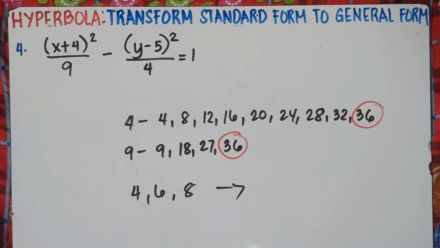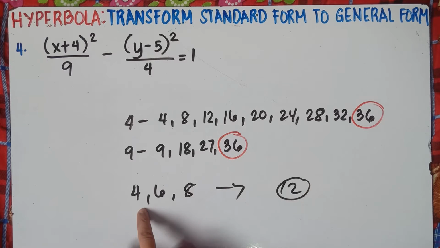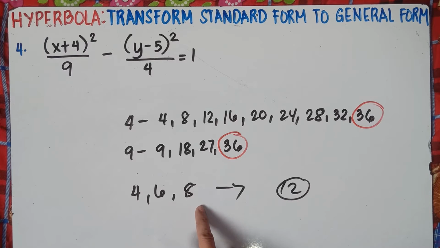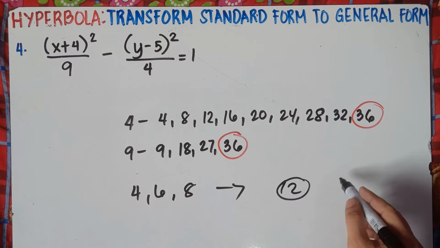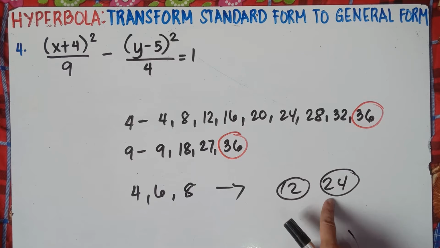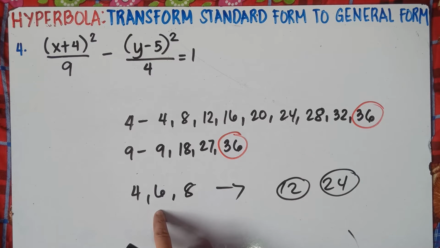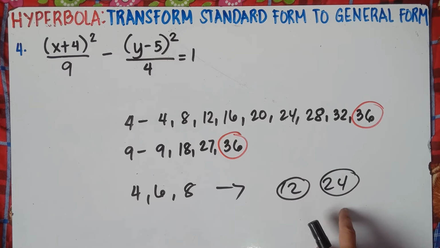So let's try, class. How about 12? Can we use 12? We can divide 12 by 4. We can also divide 12 by 6. But not for 8. What else, class? How about 24? Can we use 24? Can we divide 24 by 4? Yep. Can we divide 24 by 6? Yep. Can we divide 24 by 8? Yep. So therefore, the least number is 24.